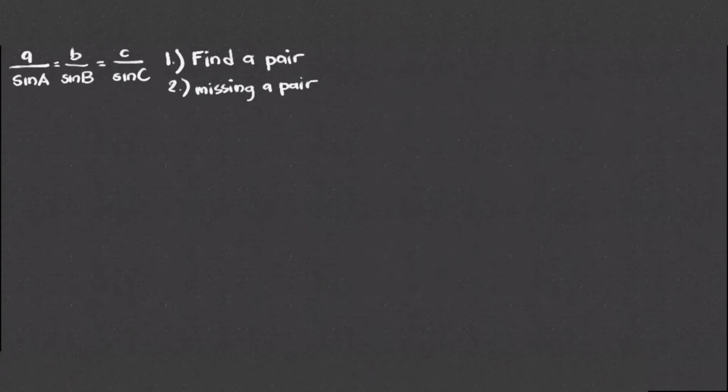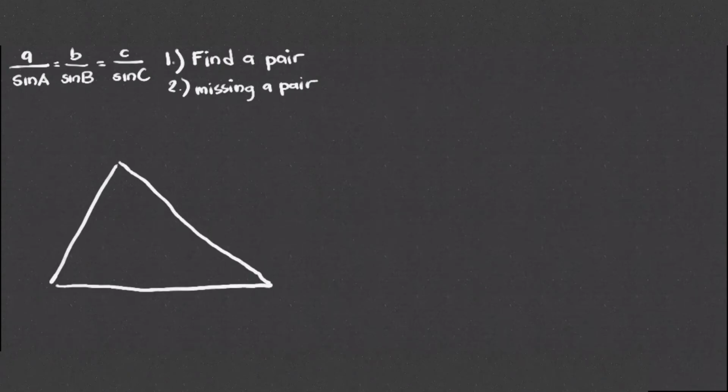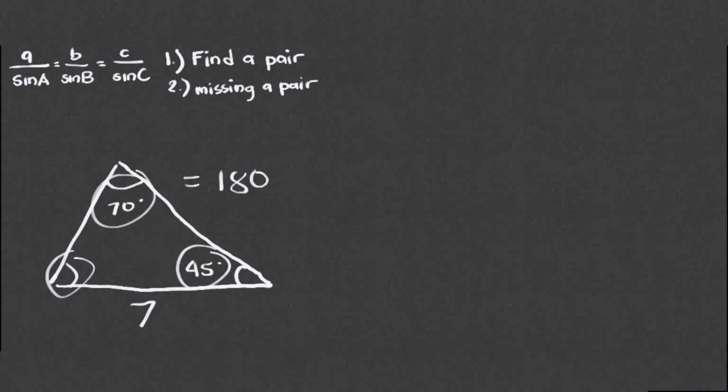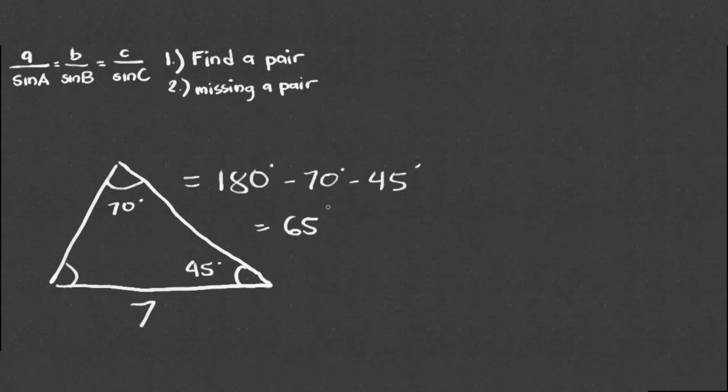Let's try another example. So let's say we have a triangle with one of its angle measures 45 degrees and the other 70 degrees, and one of its lengths is 7. So we know that the sum of all the angles of a triangle is equal to 180 degrees. So what we're going to do is to subtract these two angles from 180 degrees. So 180 minus 70 degrees minus 45 degrees. Therefore, the missing angle is 65 degrees.